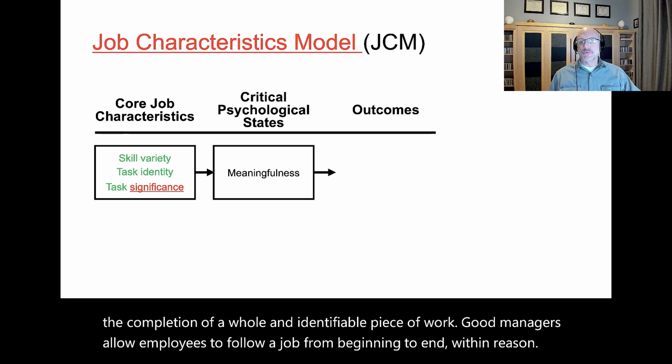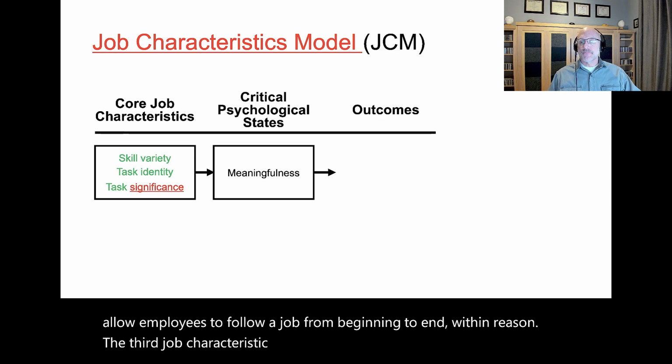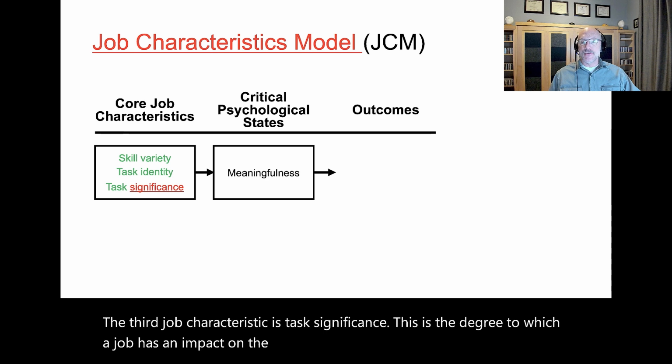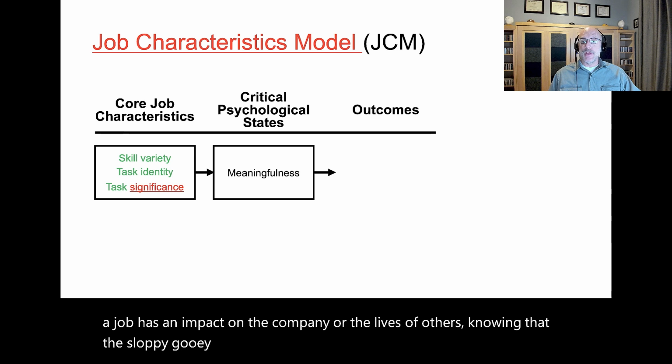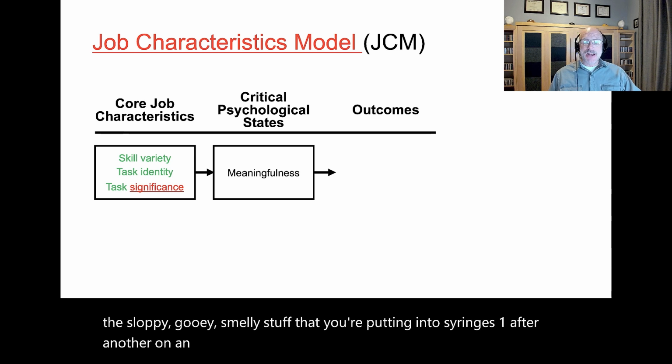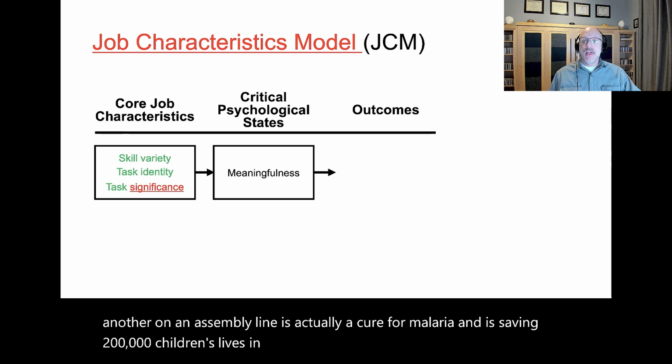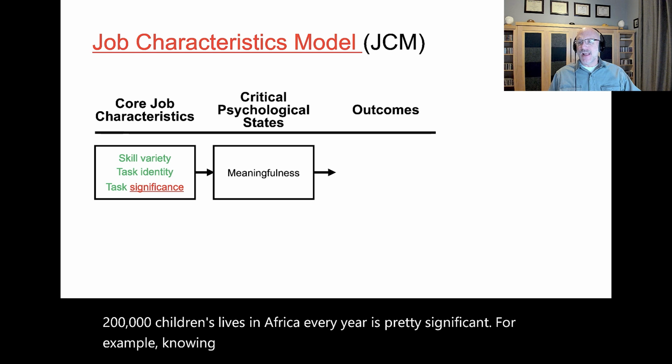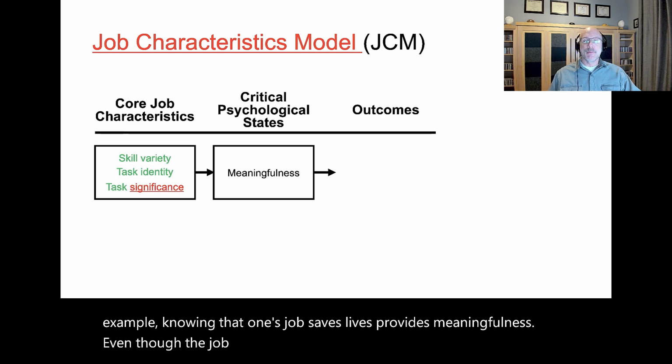The third job characteristic is task significance. This is the degree to which a job has an impact on the company or the lives of others. Knowing that the sloppy, gooey, smelly stuff that you're putting into syringes one after another on an assembly line is actually a cure for malaria and is saving 200,000 children's lives in Africa every year is pretty significant. For example, knowing that one's job saves lives provides meaningfulness, even though the job itself might be incredibly boring.